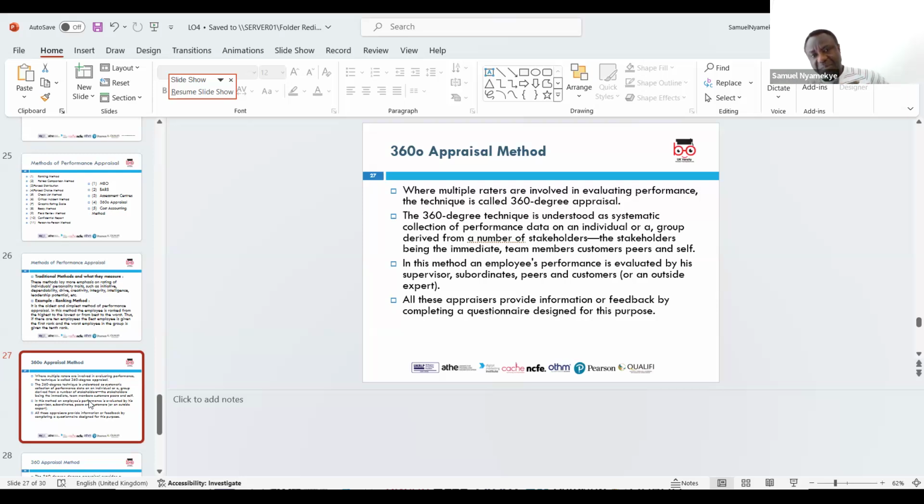When we saw the video, the guy was saying that the feedback from the customers was also good. So I think that will help me to be able to improve the thing that I'm doing. All these appraisers provide information or feedback by completing a questionnaire designed for the purpose. So you send it out there, or you sit down and people give feedback.